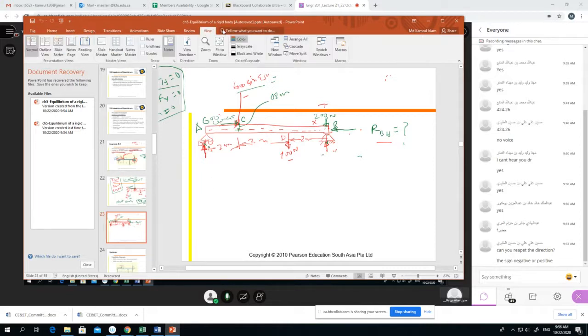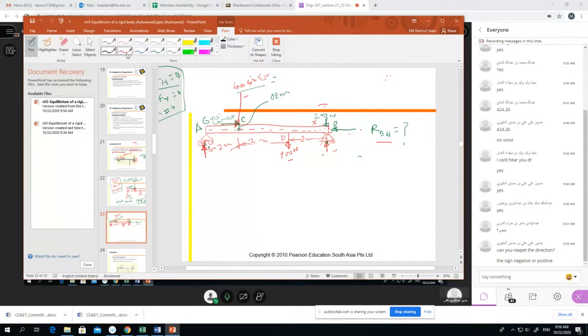Again, the problem is sometimes the computer hangs, so we have to repeat things again. So I repeat and I tell you, right? From the beginning, I will tell you from the beginning.